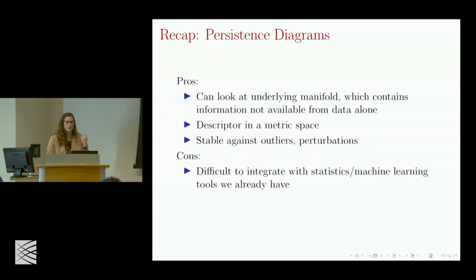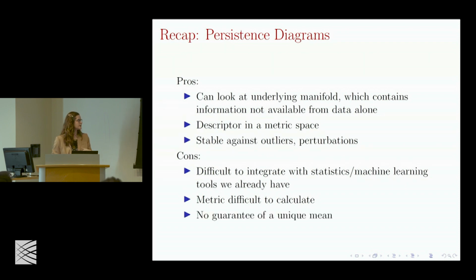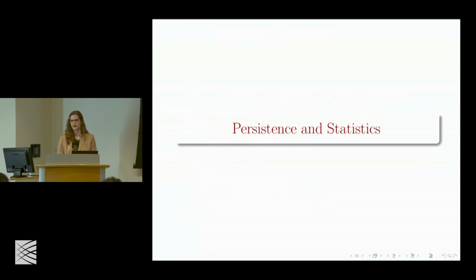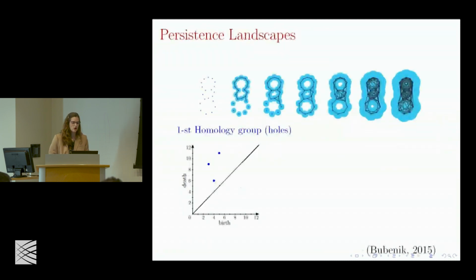However, like I said, it's tough to integrate with the statistics and machine learning tools we have. That's a result of having a metric that's, one, hard to calculate, and two, we don't have a guarantee of a unique mean in a data set of persistence diagrams. But we kept up with it, and now persistence landscapes came along in 2015.